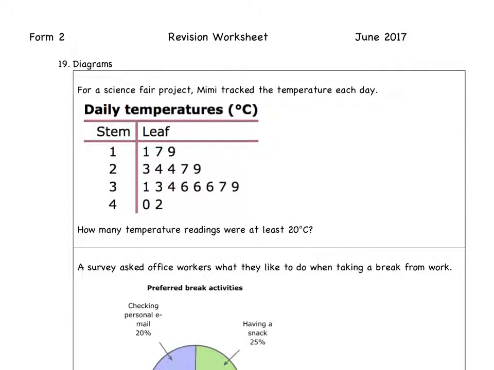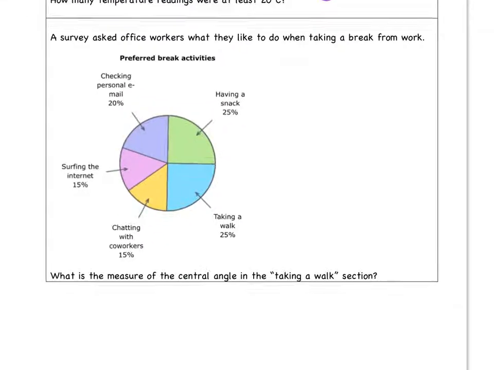Okay, so let's look at the reading of some diagrams now. Stem and leaf. How many temperature readings were at least 20 degrees? So at least 20 means 20 or more. So that means all of these here. So that's 1, 2, 3, 4, 5, 6, 7, 8, 9, 10, 11, 12, 13, 14, 15. The answer will be 15 of the temperatures were at least 20 degrees Celsius.